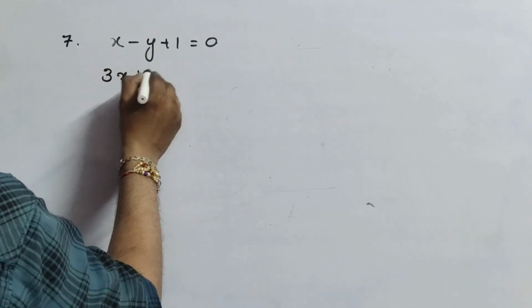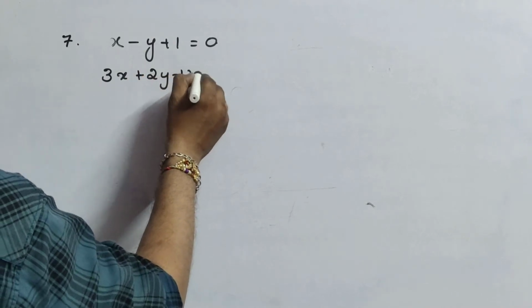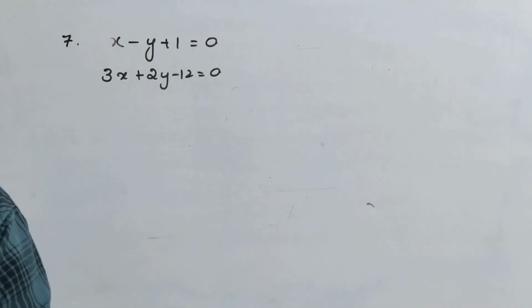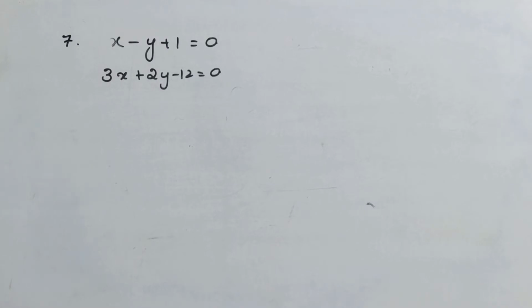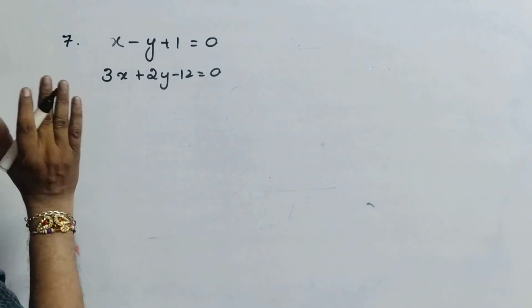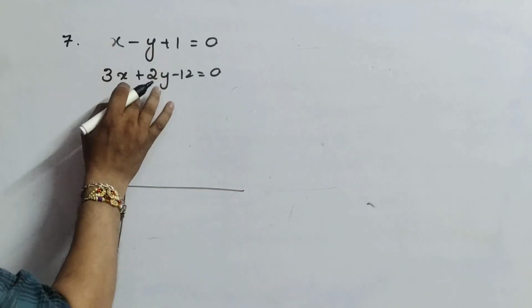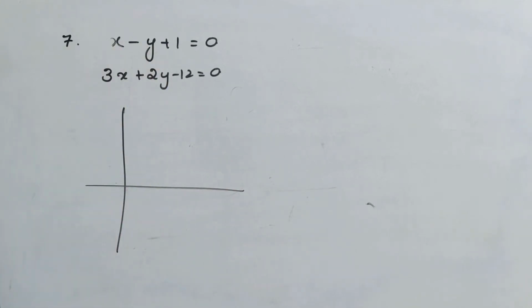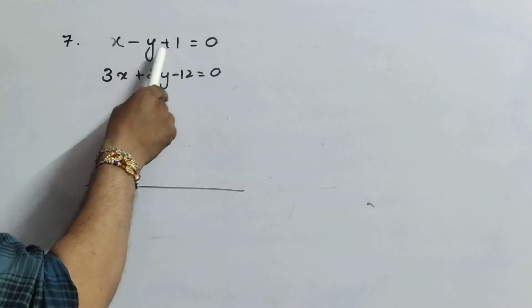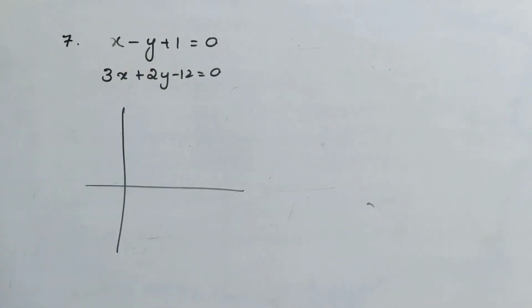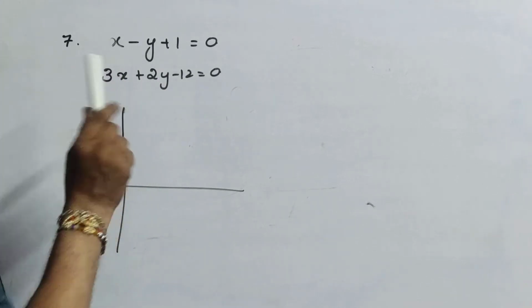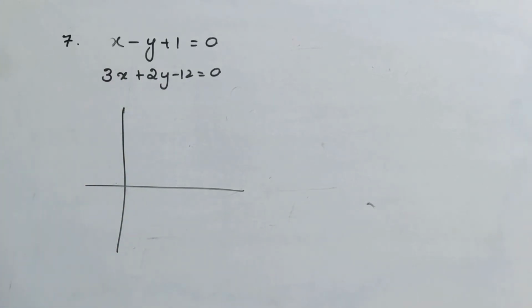is 3x plus 2y minus 12 equals 0. Determine the coordinates of the vertices of the triangle formed by these lines and the x axis and shade the triangular region. I will explain how to do it. You all know how to draw the graph using these two equations. First find the value of y for some values of x, and we will find the coordinates. So for the two equations you will get the x coordinate and y coordinate values.